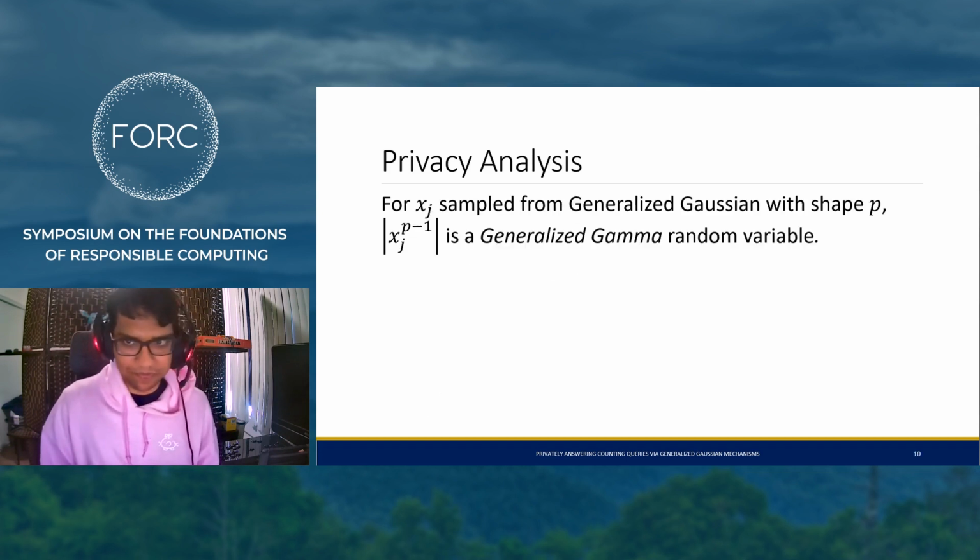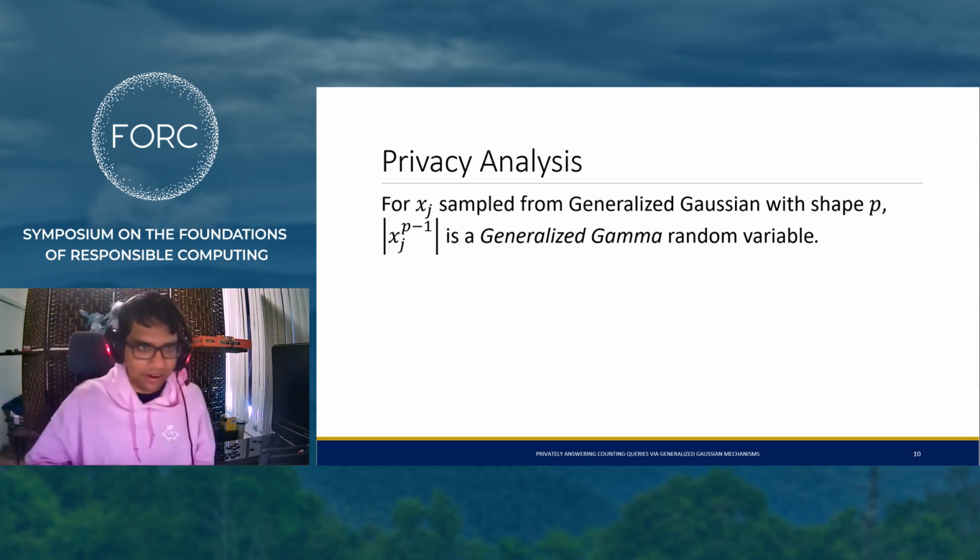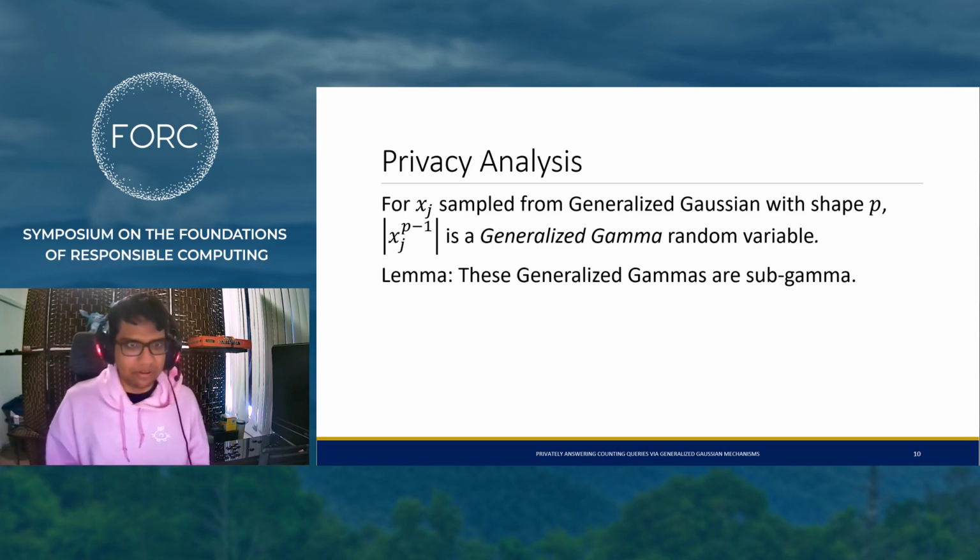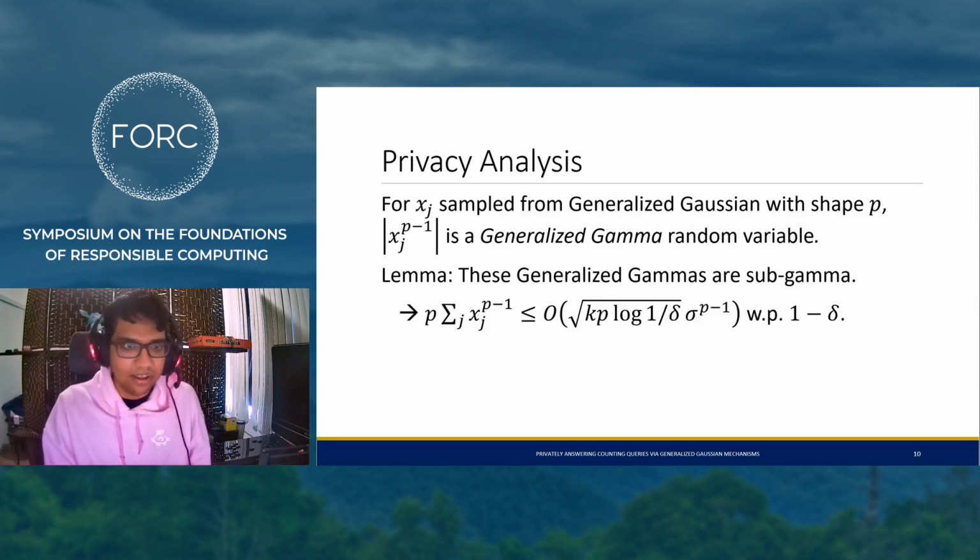So how are we going to analyze this sum? Our observation is that by using a change of variable formula, when xj is sampled from the generalized Gaussian, then the absolute value of xj to the p minus 1 is a generalized gamma random variable. There's a technical lemma in our paper where we show that the generalized gammas with the parameters that arise from this setting are sub-gamma. This is mostly technical; there's not too much interesting going on in that part of the paper, besides working through some math. Now we can use sub-gamma tail bounds to show that this sum is at most root kp log 1 over delta times sigma to the p minus 1 with probability 1 minus delta.